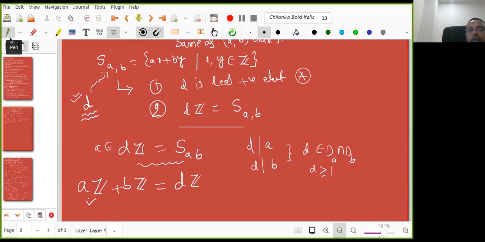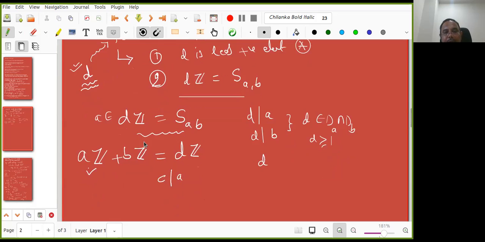Yeah, Akshat. So we want to prove that D is the GCD, the greatest common divisor, of A and B. So how do you go now? Suppose C is another divisor. C divides A, C divides B, right? Yes, sir. C divides A and C divides B.